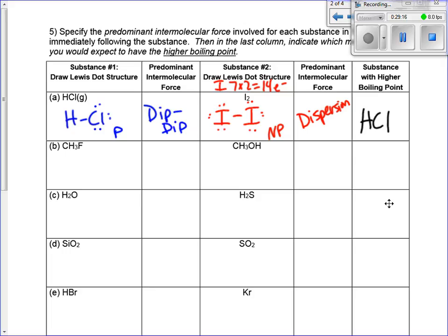Let's do B together. B is a little confusing. And there's a nice big huge methanol structure in it. So, I'm going to draw CH3F. C brings in 4, H brings in 3 because there's 3 of them, and then F brings in 7. That's a total of how many electrons? 14. Who goes in the center? C does. Good. We attach our ligands.